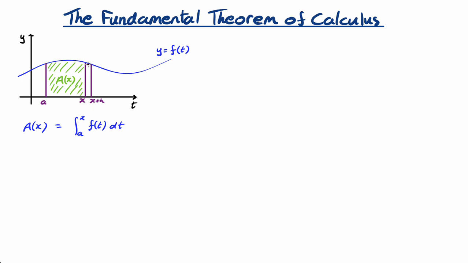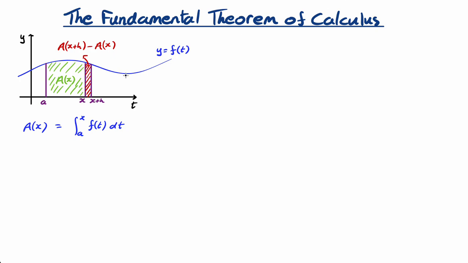Okay, now the area of this strip here, the area under the curve between x and x plus h, is equal to the area from a to x plus h, minus A of x. Because if we get the area to here and we subtract the area to here, we get the red area. Okay, hope that makes sense. So we can say that this area here is A of x plus h minus A of x.